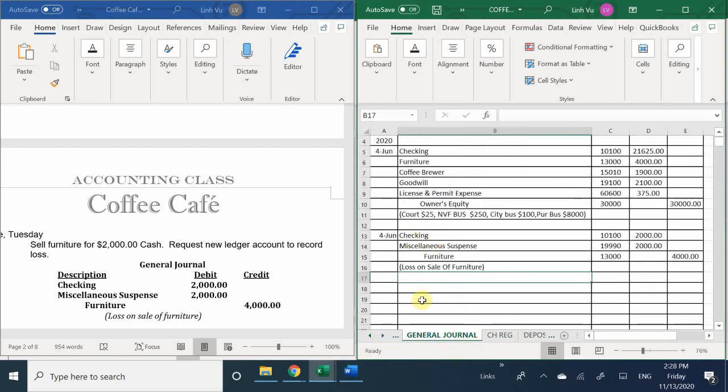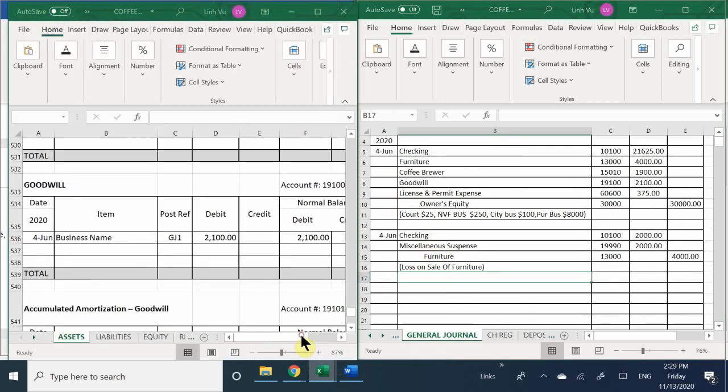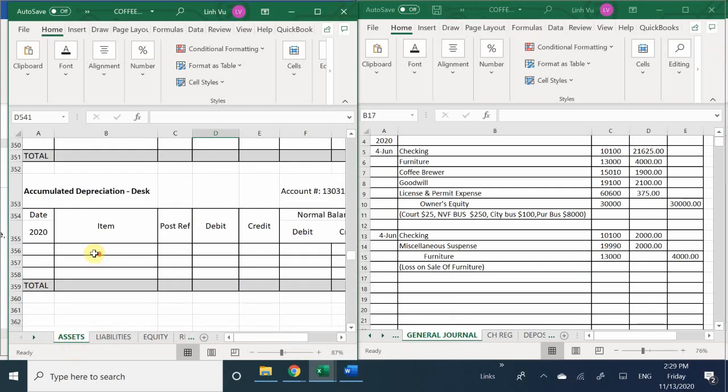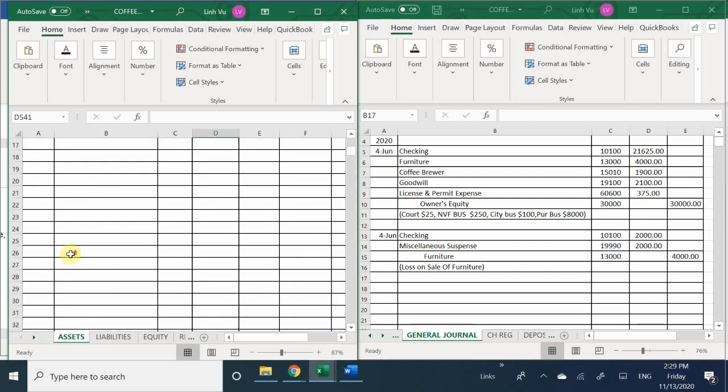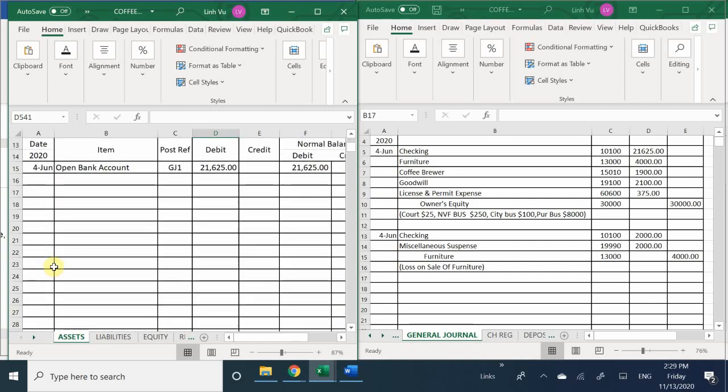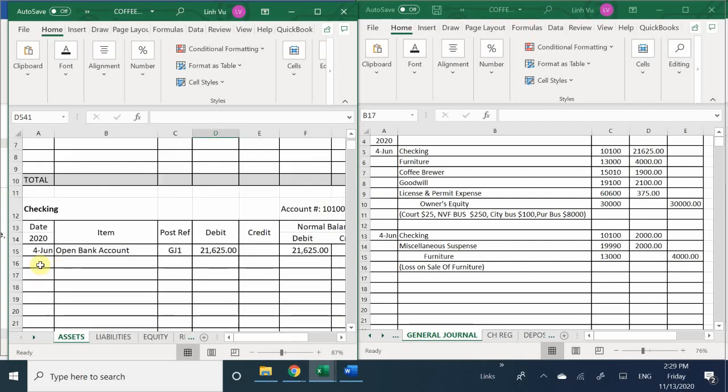because I need to use this in order to place this in my general ledger. So here I'm back at my ledger. My first thing that I've encountered was my checking account. So here, checking account is the second one in your assets, June 4th.